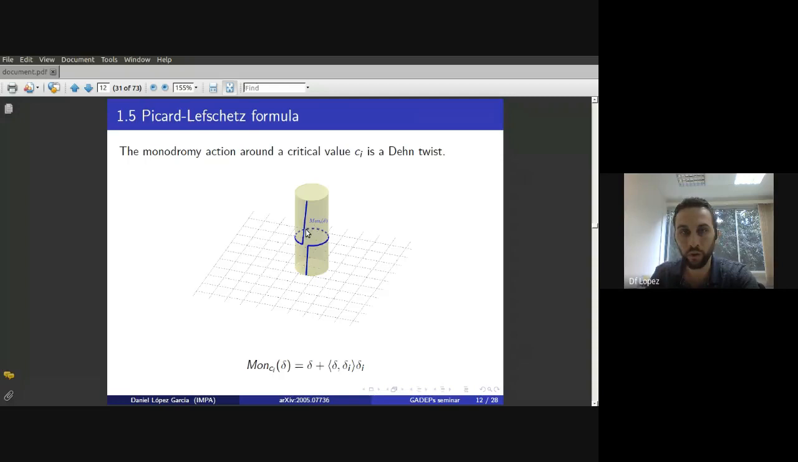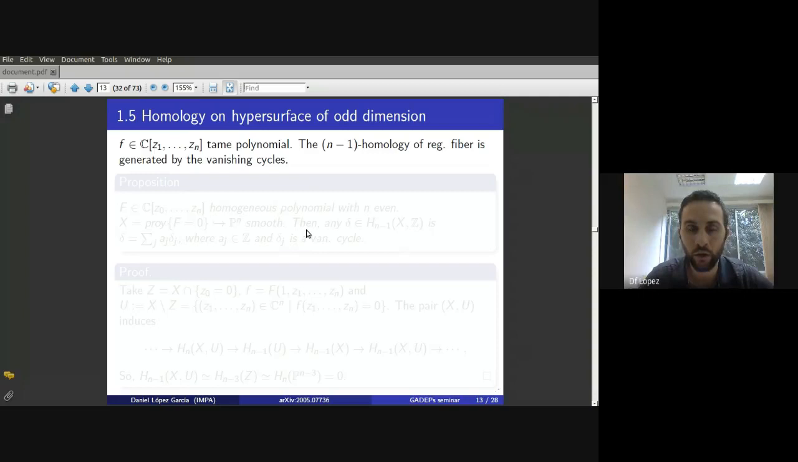So let me finish this first part with the result that I said before about hypersurfaces in P^n. But firstly, I want to mention this fact, this proposition, which is a consequence of Picard-Lefschetz theory. We consider a polynomial f with variables c1, ..., cn. So the (n-1) homology of any regular fiber is generated by the vanishing cycles.